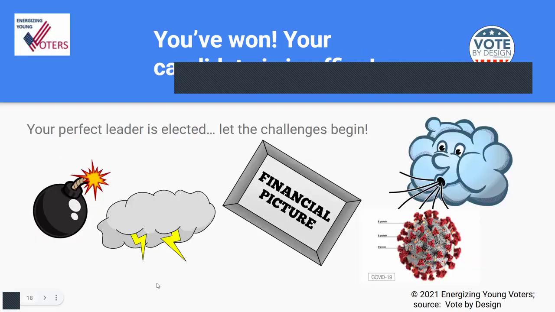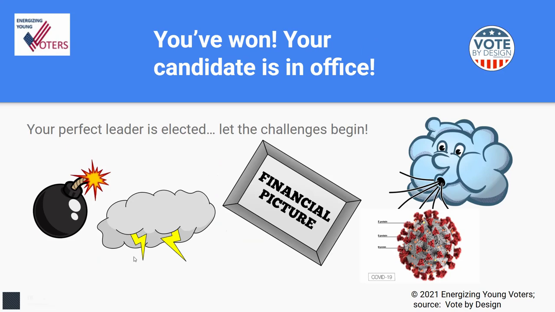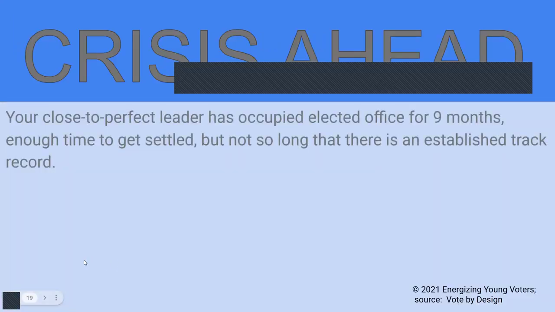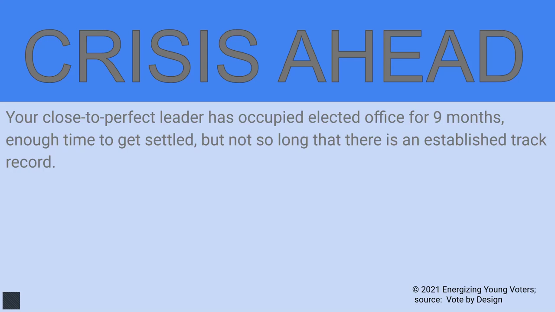And then in the same group, we say, okay, so now that perfect leader was elected, but that's not where the job ends. Now the challenges start. There's a crisis, and now you're close to the perfect leader. You need to think of this as kind of like a simulation. So they've been in office for 9 months, long enough so that they are getting settled and have started to show their leadership style, but not so long that they have an established track record. So when the crisis faces them, they're going to have to show their leadership for the first time in a serious situation.